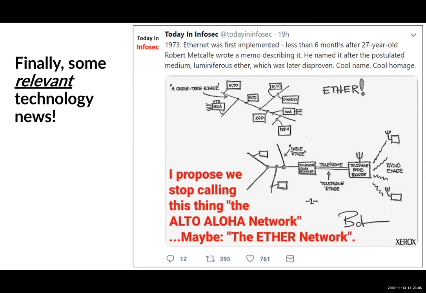If you recall from your middle school or high school science classes, there was this notion in the Middle Ages that light and sound had to propagate through some medium, and they didn't know what the medium was, so they postulated this ether that light and sound propagated through, and it was, of course, later disproven. Ether is not a thing, but that was the name chosen for this protocol. Bob Metcalfe, sort of tongue-in-cheek, named it Ethernet.